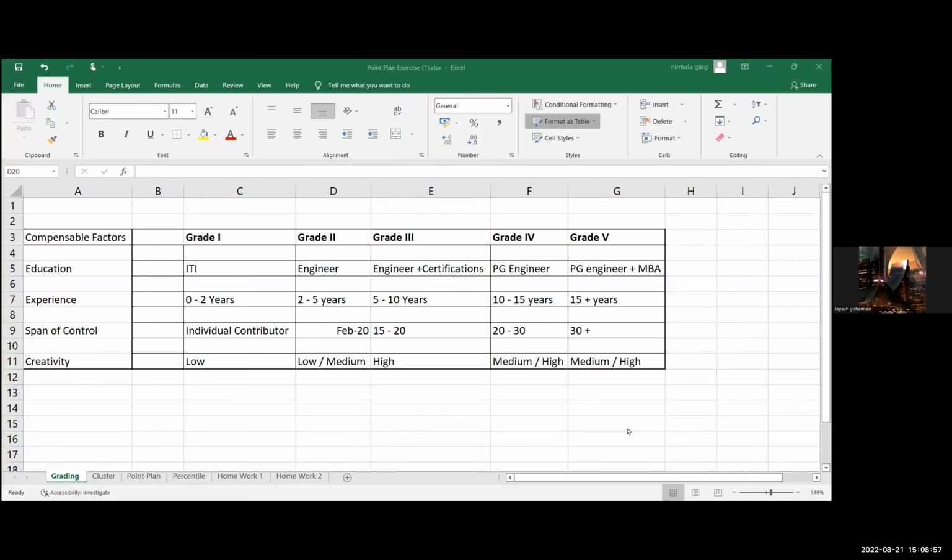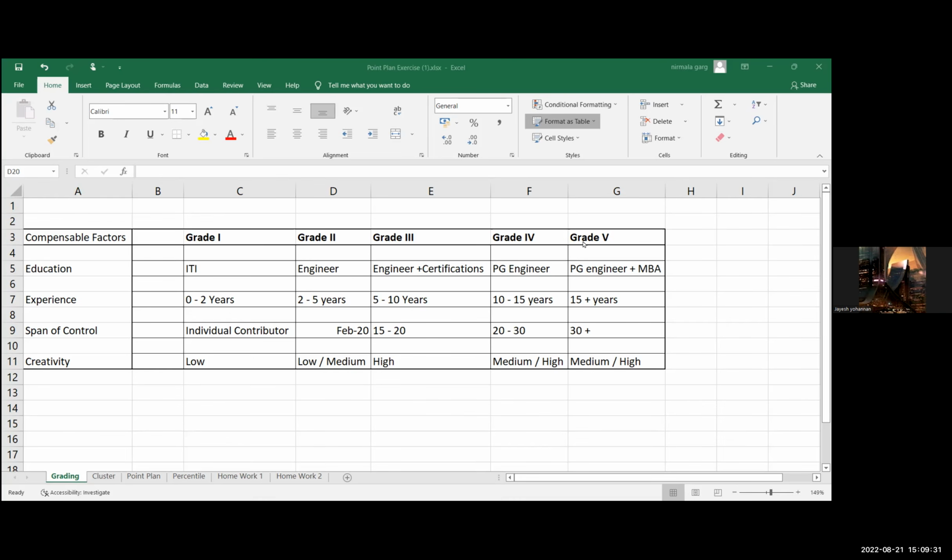Now here in this example, so that you understand, I have identified 4 compensable factors: education, experience, span of control, and creativity. The second step in job grading is to determine how many grades you want. For example, I have determined 5 grades. Depending on my 50 jobs, I'm going to determine 5 grades: grade 1, grade 2, grade 3, grade 4, grade 5. Grade 1 is the lowest and grade 5 is the highest.